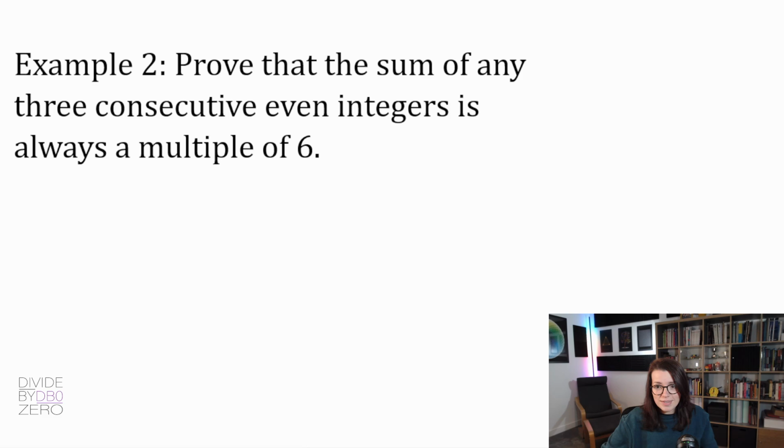Example 2, prove that the sum of any 3 consecutive even integers is always a multiple of 6. There's quite a lot going on here, so I would recommend just breaking it down, make sure you understand each part. So 3 consecutive even integers. So maybe we could use 2n for our first even integer. The next one along would be 2n plus 2. And then the next one along after that, 2n plus 4.